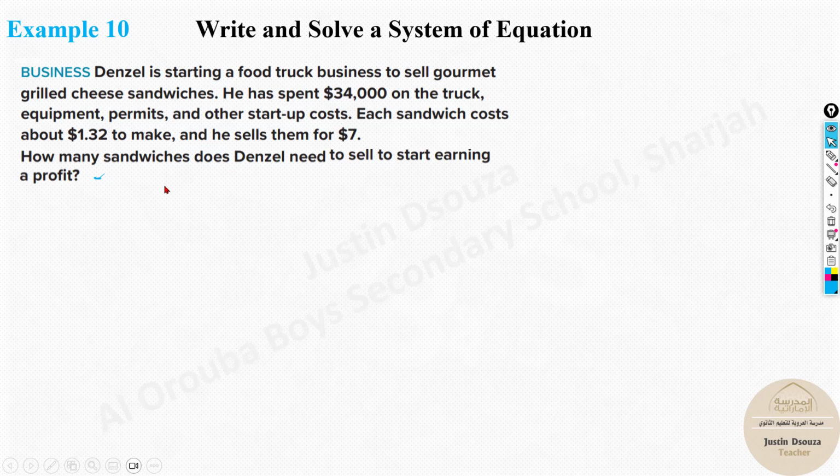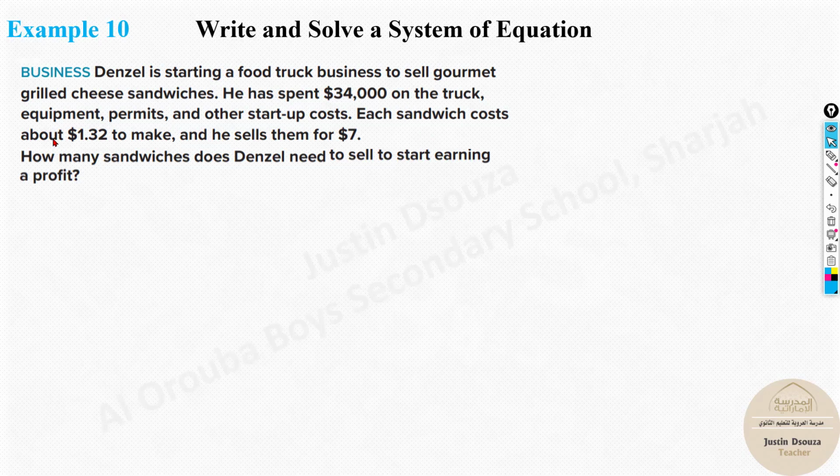Now we have the last problem, that is another real world problem. Here, Denzel is starting a food truck business to sell gourmet grilled cheese sandwiches. He has spent $34,000 on the truck, truck equipment, permits, and everything. So it's not only on the truck, all this is done, and other startup costs. So 34,000 is already done and invested.